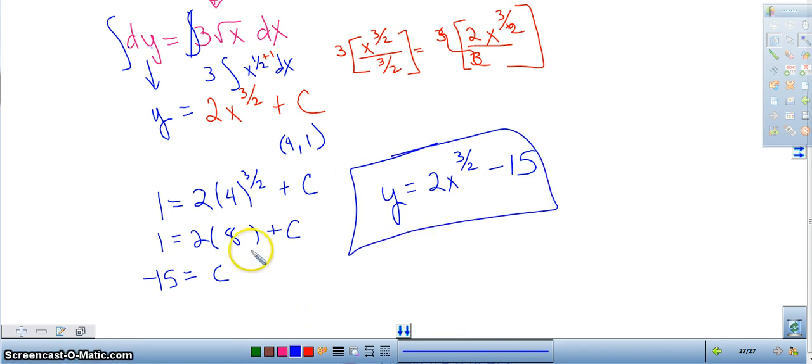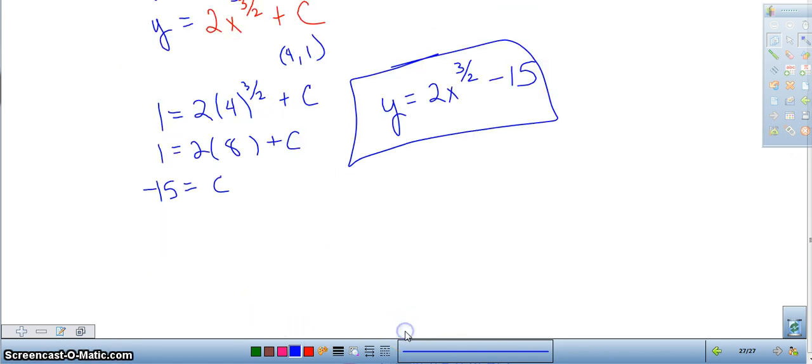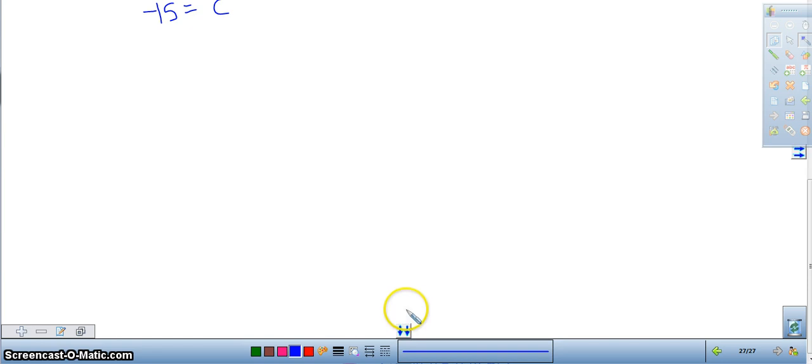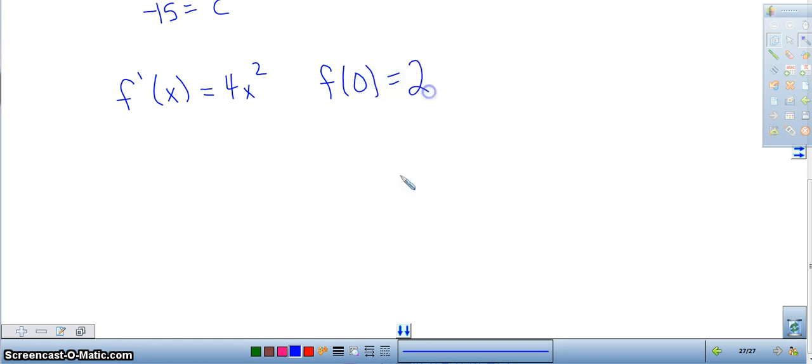We can do lots of things with that. One thing that we look at is, what if I say this? Instead of writing dy dx, what if I say the derivative of f(x) equals 4x squared, and I know that the function evaluated at 0 equals 2. Can you find a particular solution? Can you basically find the original function? I want to find the original.